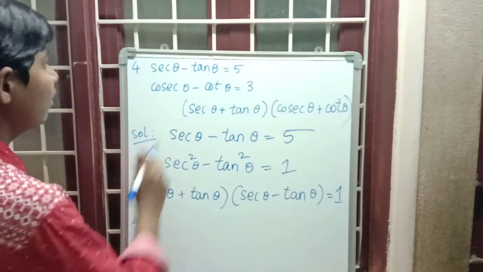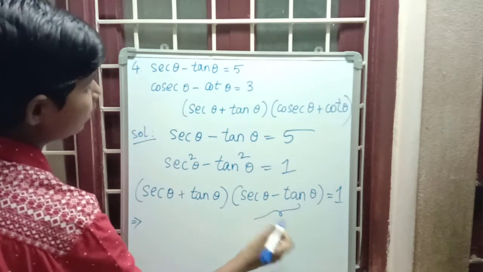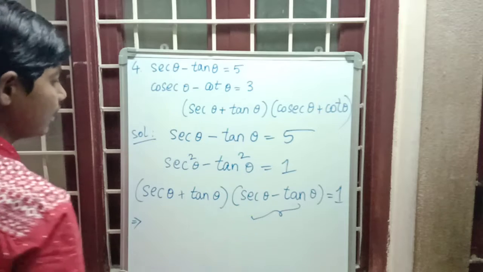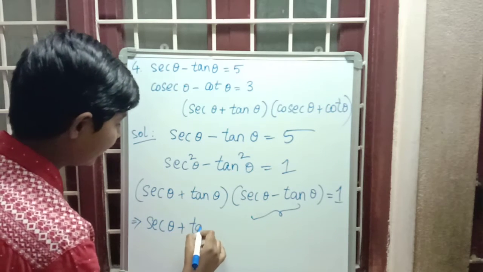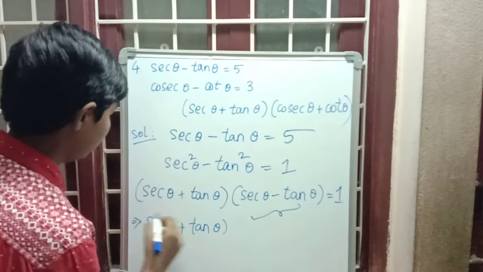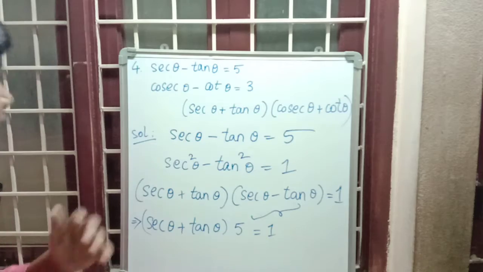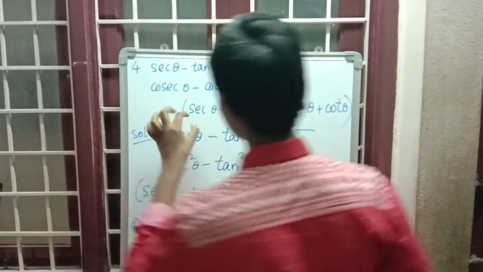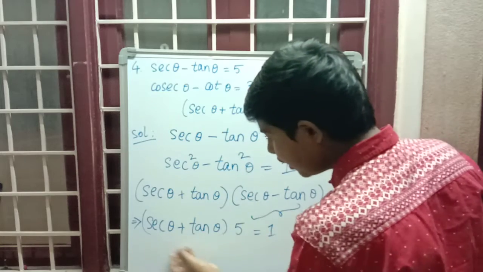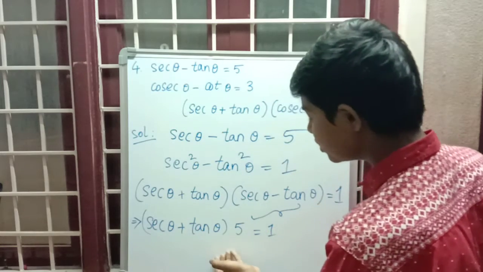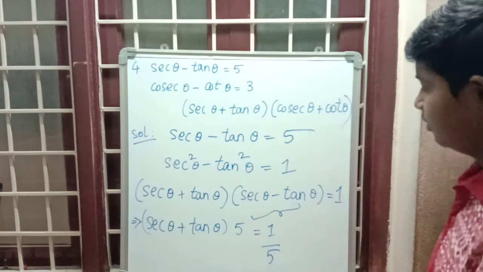As given, secant theta minus tan theta is equal to 5. We can substitute here. So secant theta plus tan theta into 5 is equal to 1. Directly in the question, we want secant theta plus tan theta. Already we are getting that secant theta plus tan theta is equal to 1 by 5, as we can send the 5 to the other side.